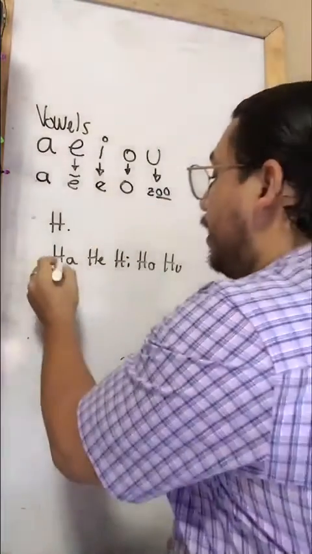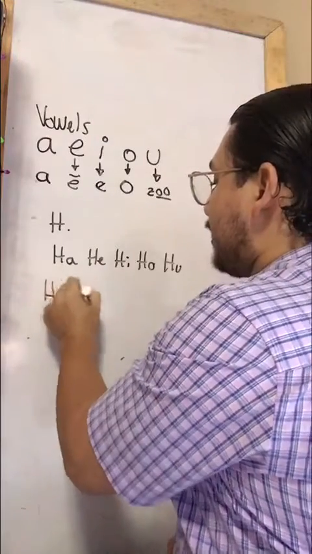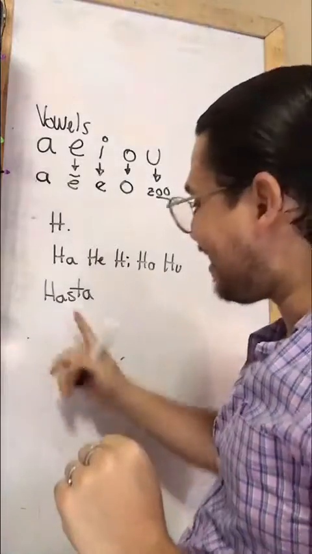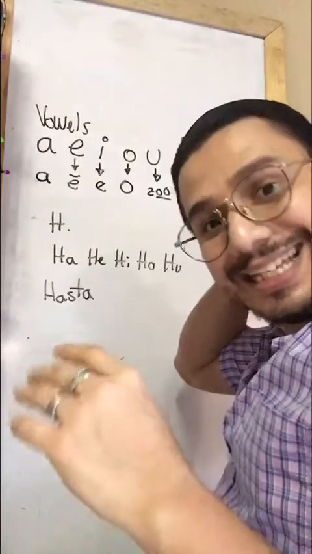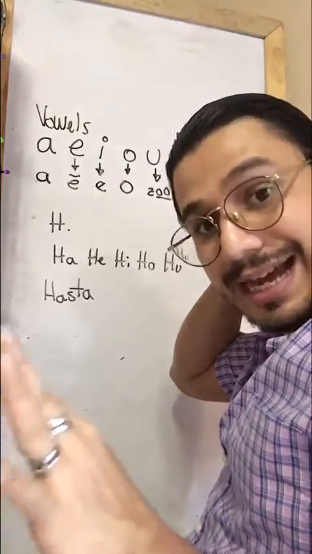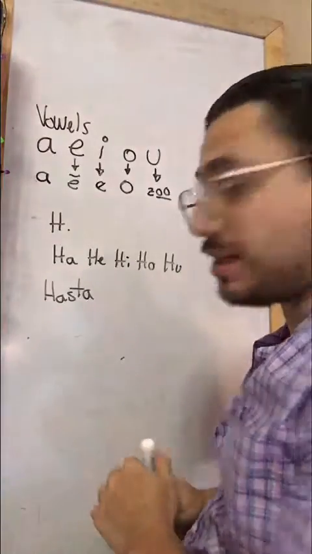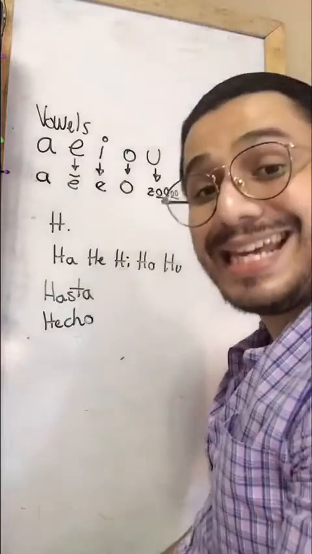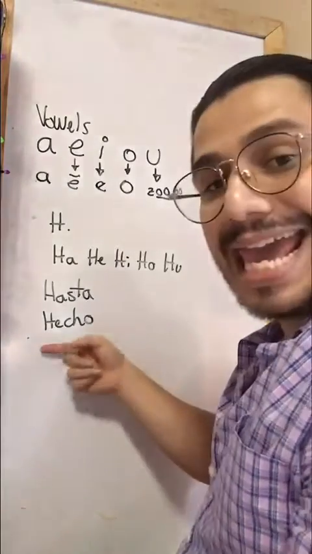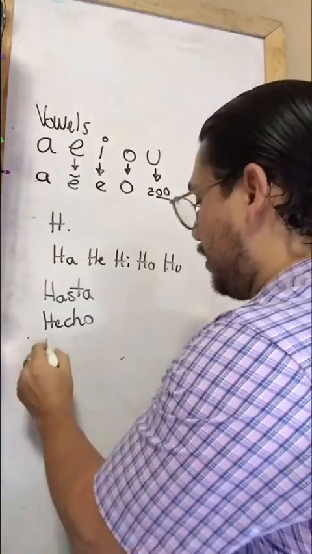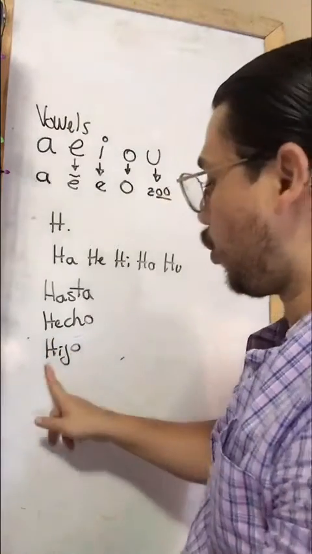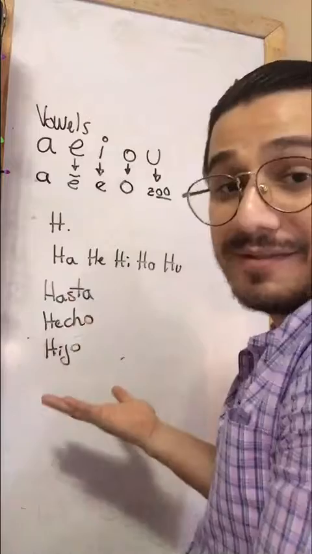Okay, so I have hasta, hasta aquí. Hasta would be the translation of till or until. Hasta, the limit of something. Hecho, did. Hijo o hija. See, none of the H have sound so far.